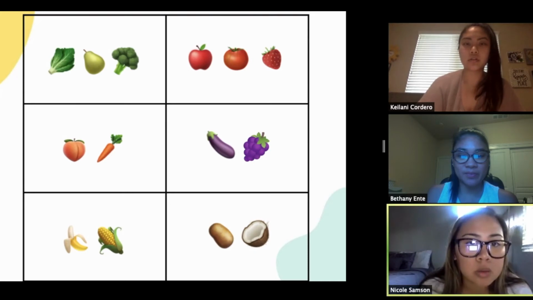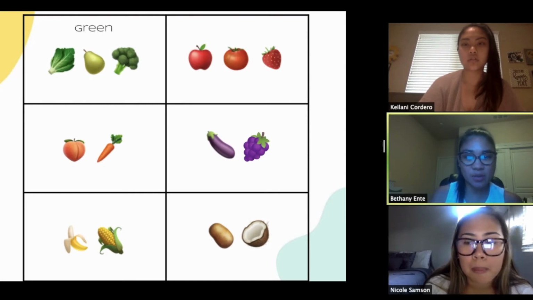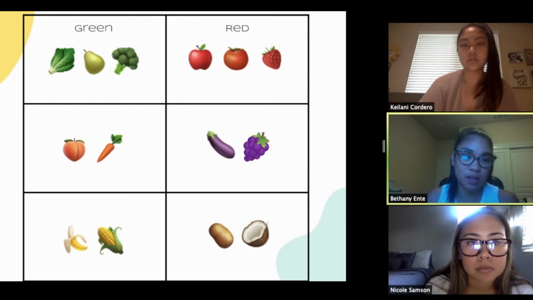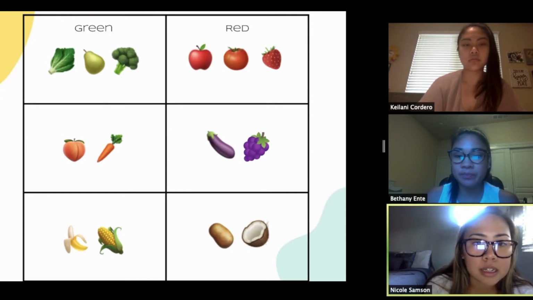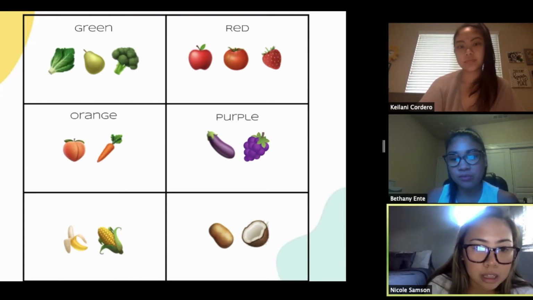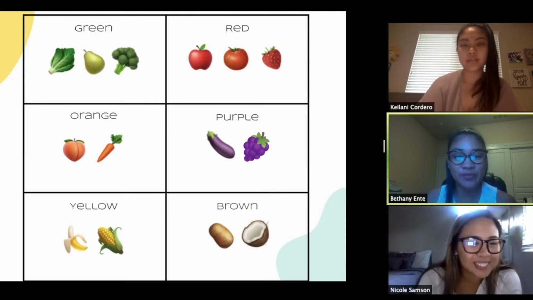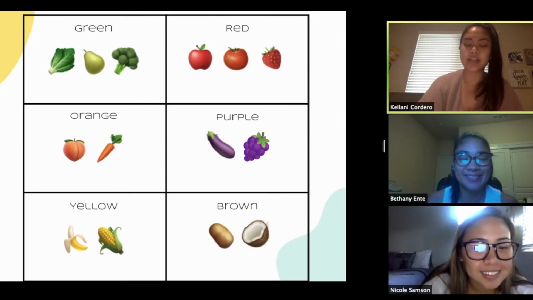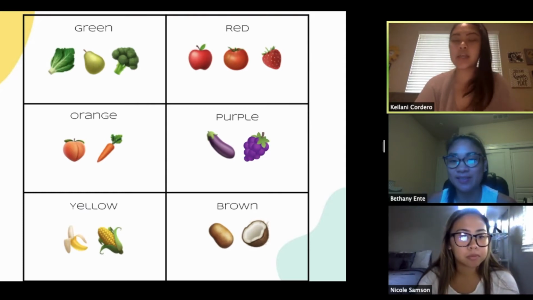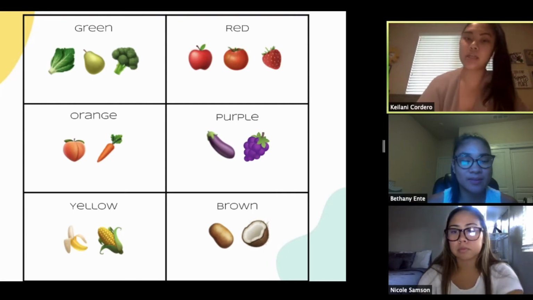Okay, this first one, they're all the same color, so we should label that one green. And then these other ones, they're all red, so that should be their label. And then the next one is orange. And these are both purple. And then these two are yellow. And the last two are brown. Awesome job, class. I heard so many descriptive words, and we're going to talk more about those descriptive words that you guys use to describe your foods in a minute, okay?